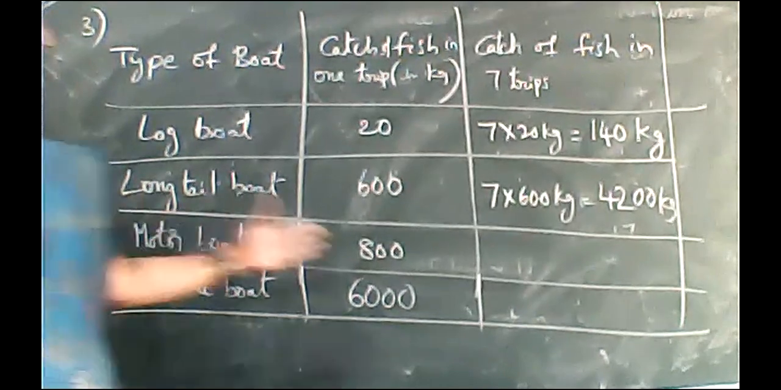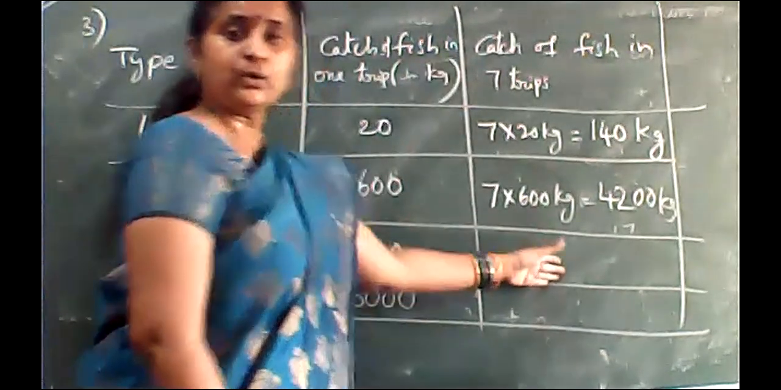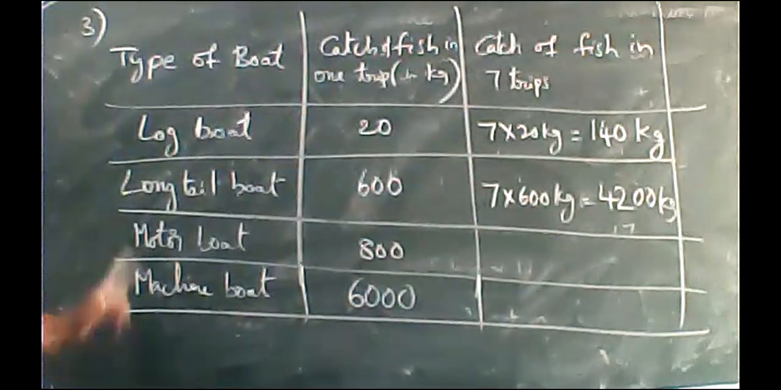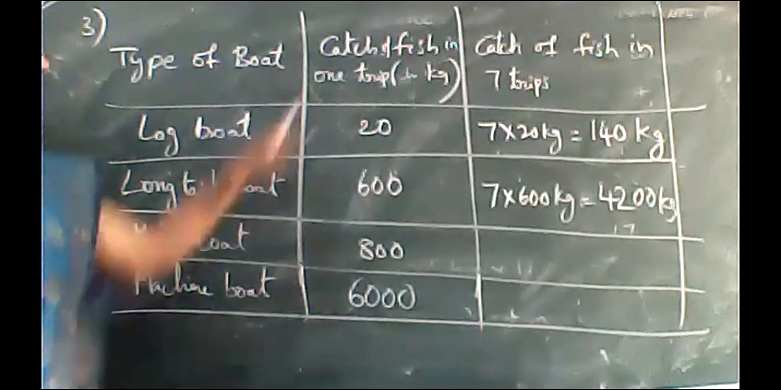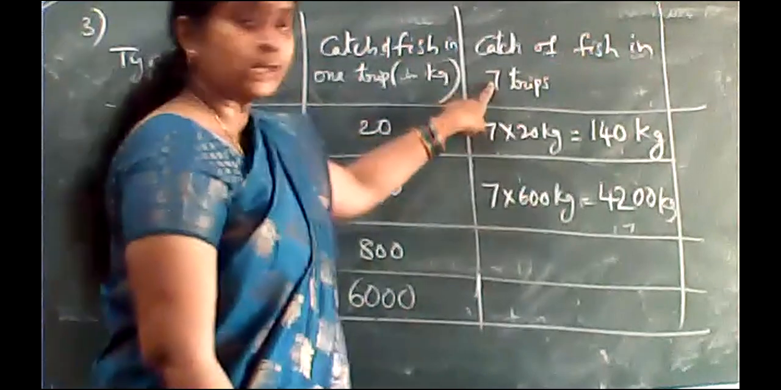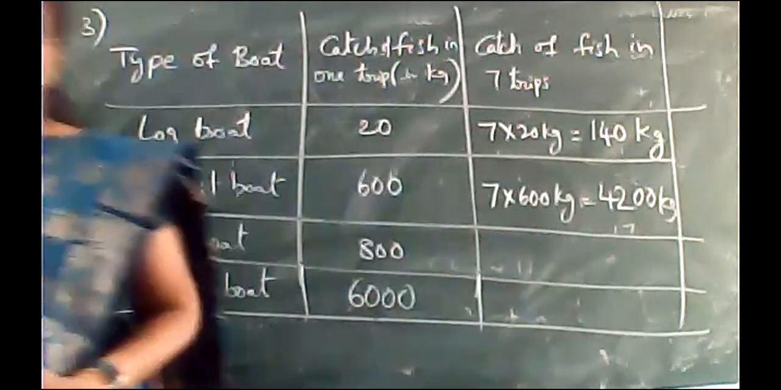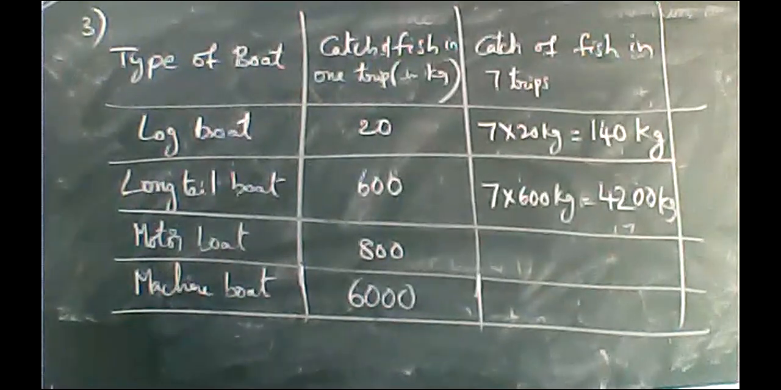Motorboat catches 800 kgs. In 7 trips, 7 into 800. Do the multiplication and find the answer. Machine boat in one trip brings 6,000 kg fish. So in 7 trips, 7 into 6,000. There we have to write the answer, 42,000. Those two you have to do at home as homework.